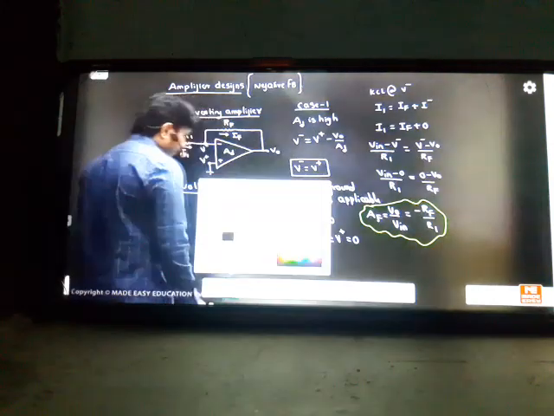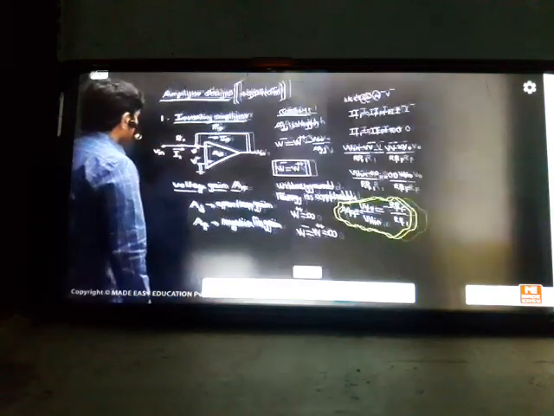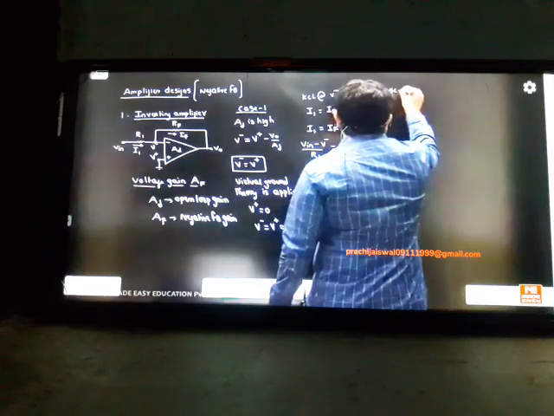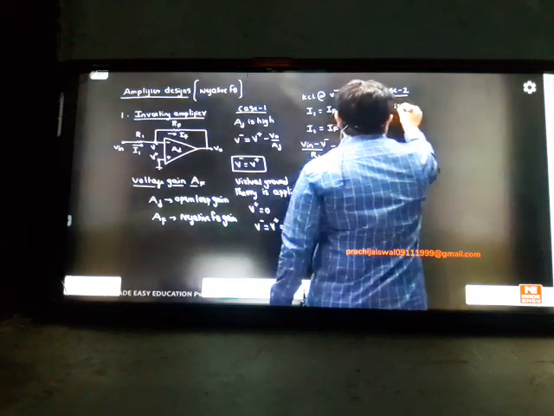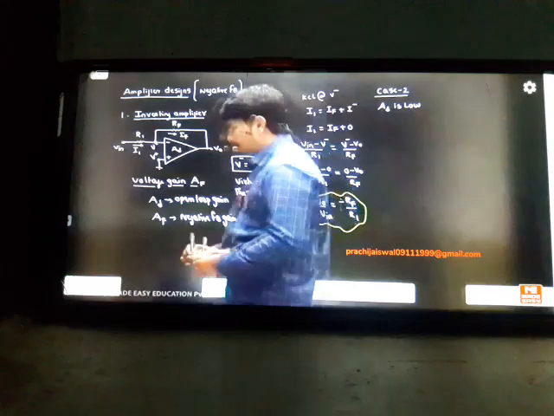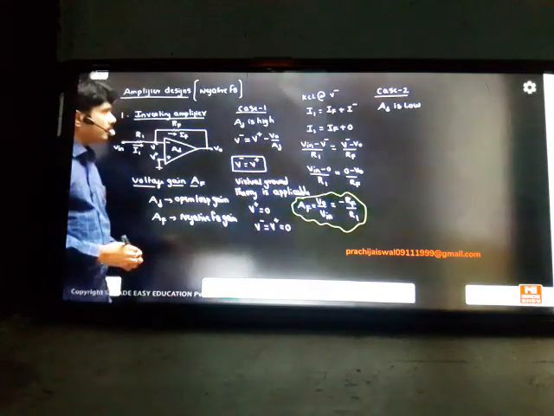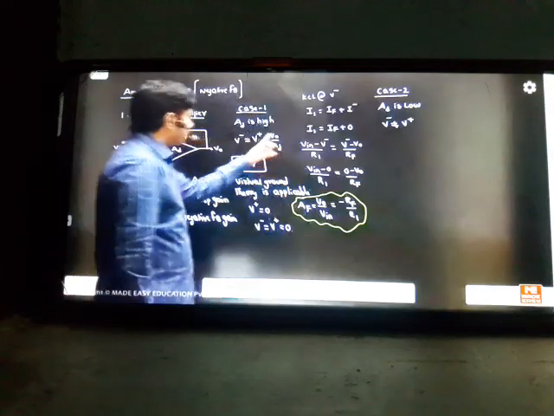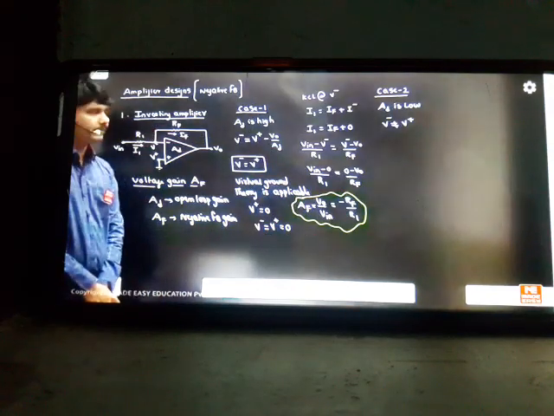But suppose in the exam the problem is changed, saying that AD is not high. If AD is not high, case 2 will come. Suppose the question we are dealing with has AD low. If AD is low, then automatically V minus and V plus will not be the same, because here the quantity V naught by AD will exist. That's why V minus and V plus will not be the same.